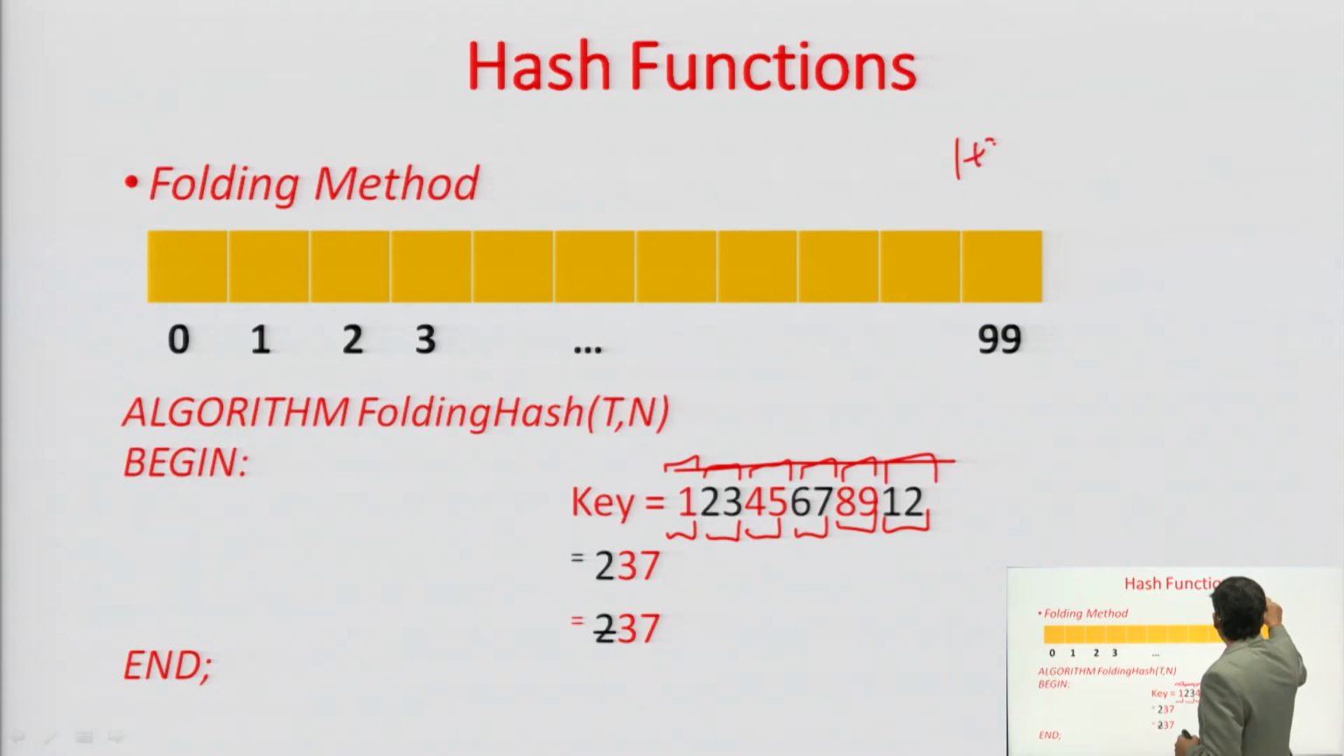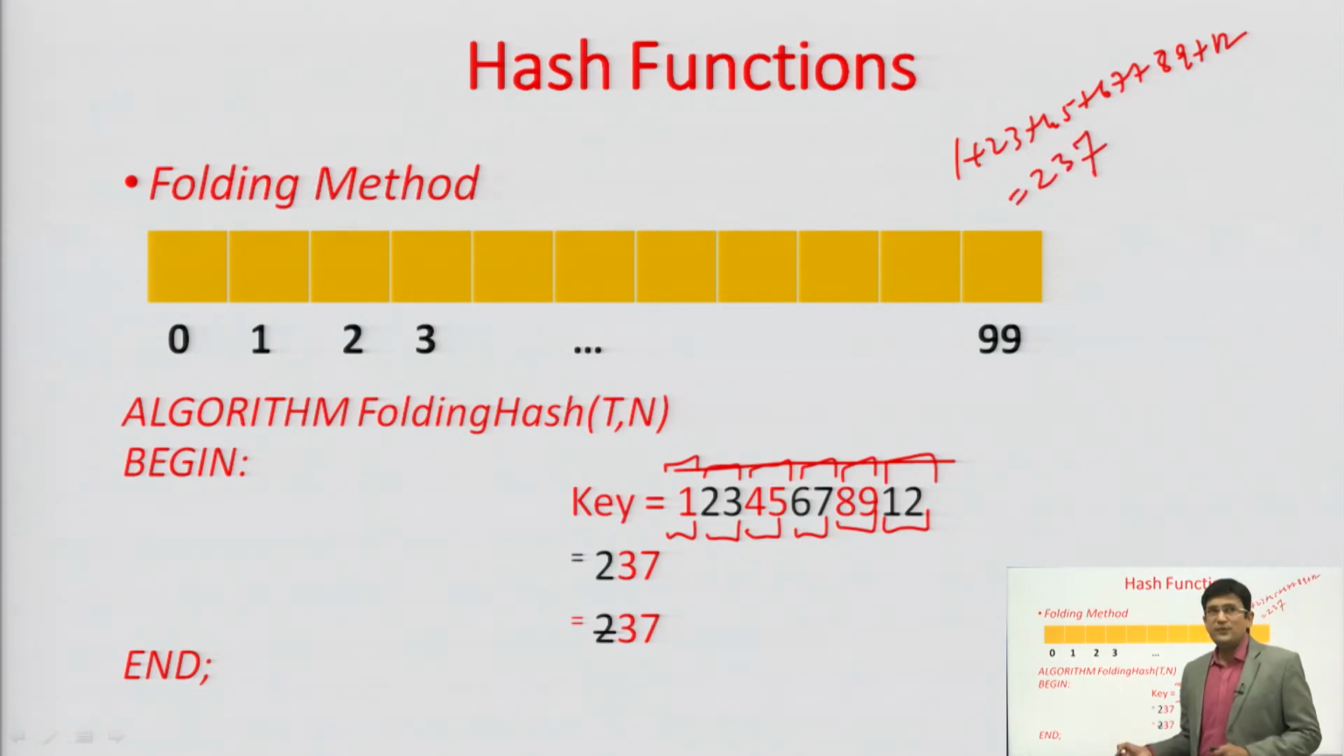It means I will sum 1 plus 23 plus 45 plus 67 plus 89 plus 12, and this number is 237. Since we have to find out a 2-digit address only, you discard the carry 2 and 37 will be the location of this item in the hash table. I leave the algorithm to you to write. This will be a very simple algorithm. You will just be dividing this number repeatedly with 100.